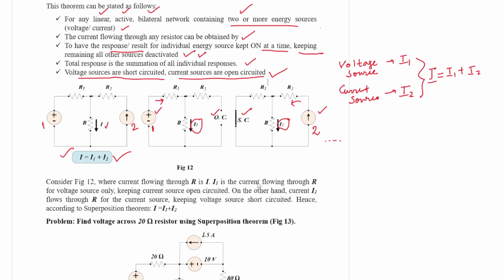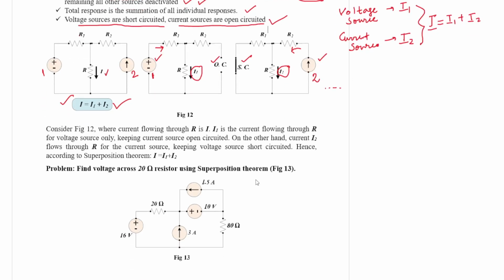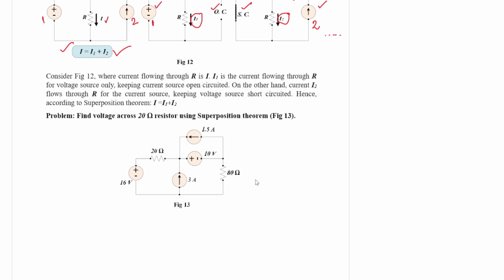So let us quickly solve one problem with this philosophy. Let us consider figure 13, where it is asked to find the voltage across the 20 ohm resistor. So this is the 20 ohm resistor. You need to find the voltage across this resistor.